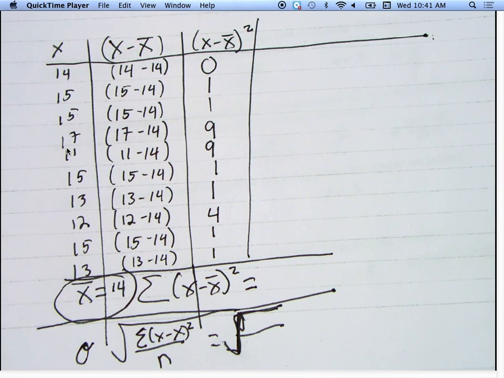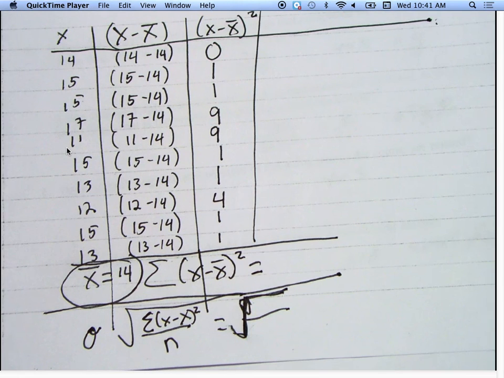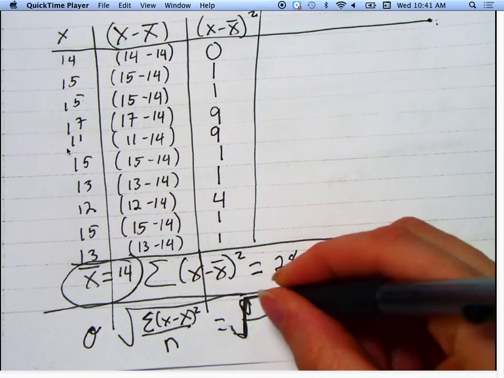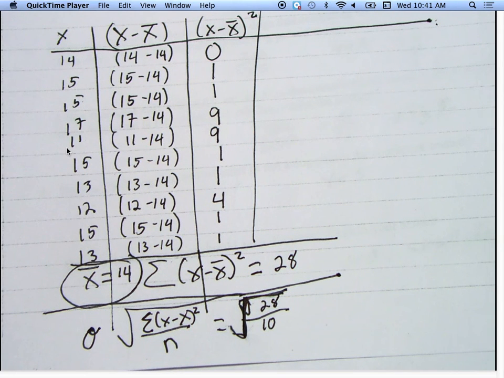We've got 2 more steps to go. Now I'm going to add all these together. 0 plus 1 plus 1 plus 9 plus 9 plus 1 plus 1 plus 4 plus 1 plus 1 gives us, I get 28. So now we're going to go 28 divided by 10, square rooted. 28 divided by 10. And then we're just going to take the square root of that answer.